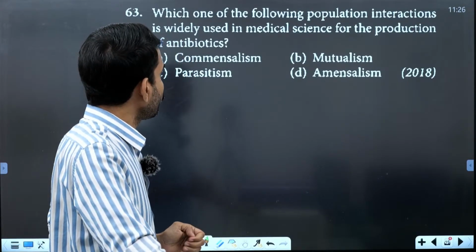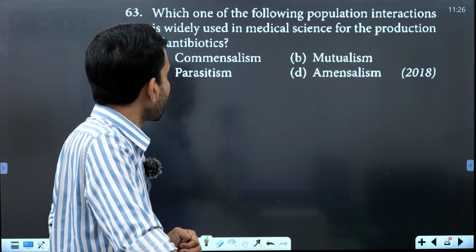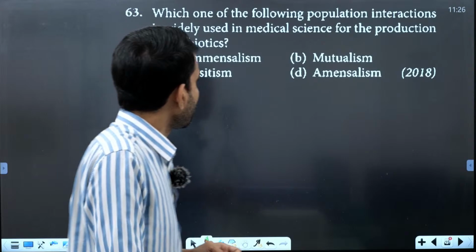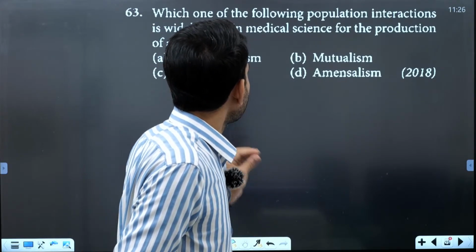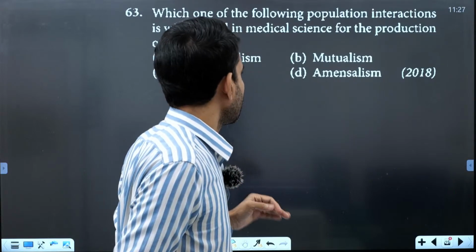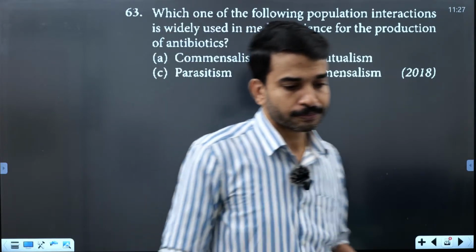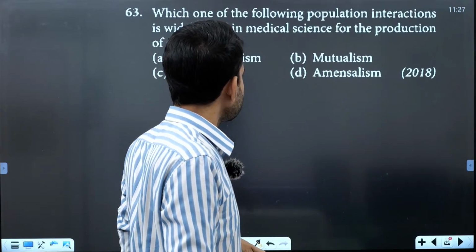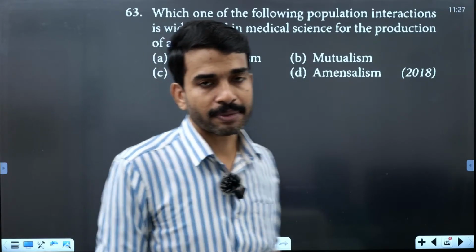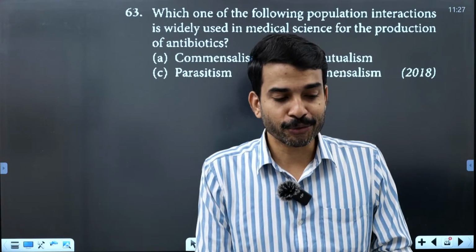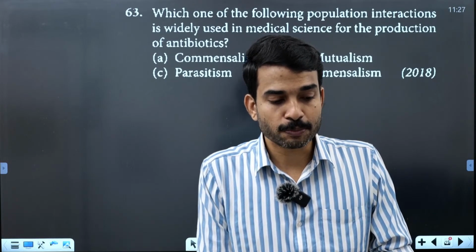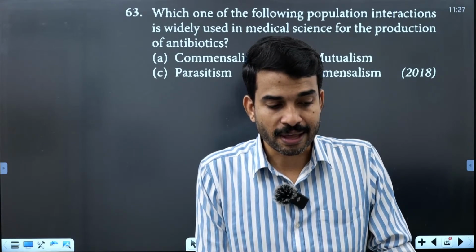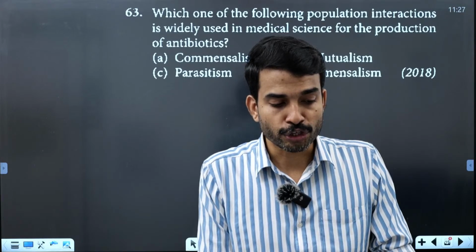Next one, we have which one of the following population interactions is widely used in medical science for the production of antibiotics? You have to guess, you have to think a little bit. We have commensalism, mutualism, parasitism and amensalism. There are 4 options here. Little bit guesswork you need, I believe. So here one species is having harmful effect, whereas the other one is having some neutral effect.